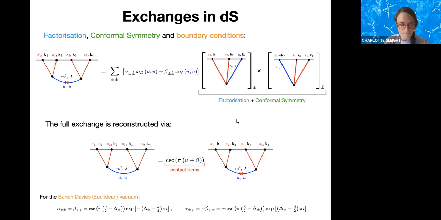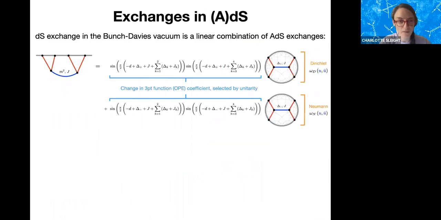So having placed exchanges in AdS and the sphere on a similar footing with the aid of this Mellin-Barnes representation, it actually doesn't take much to see that an exchange in the Bunch-Davies vacuum of de Sitter can be expressed as a specific linear combination of AdS exchanges. In particular, this identity here, where one of the AdS exchanges is subject to the Dirichlet boundary condition and the other the Neumann boundary condition.